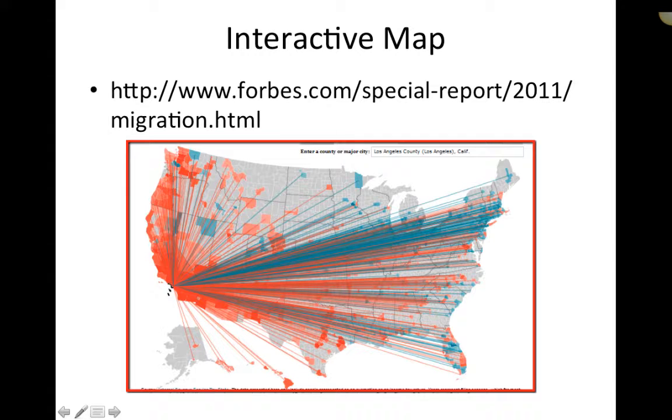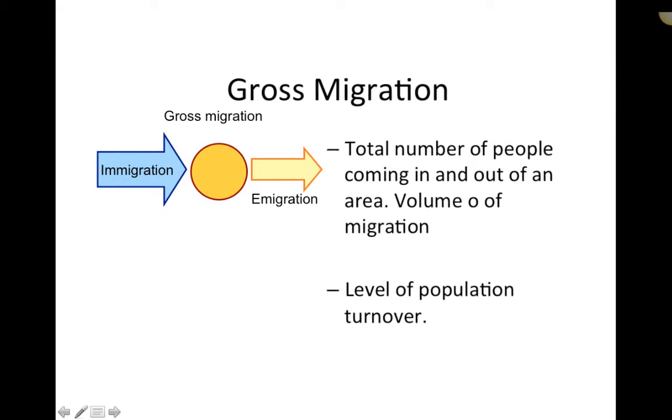This is a link. I won't show you just because it'll freeze, but it's a really cool interactive map from Forbes where it shows migration streams. When you click on a county, an area, or a city, it'll show you these lines in 2 colors, and you can enter a zip code. One will show you the migration stream, groups of people immigrating to that city and where they're coming from, and people leaving that city and where they're going. So it's a really neat interactive map so you can see migration patterns.